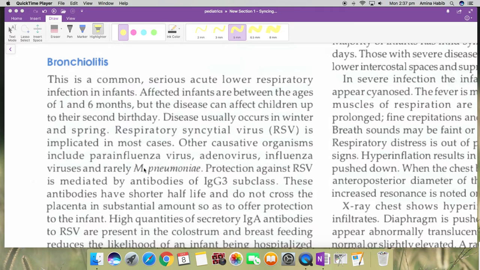Protection against RSV is mediated by IgG3 subclass antibodies, and these antibodies have a short half-life and do not cross the placenta. Secretory IgA antibodies to RSV are also present in the colostrum, so breastfeeding reduces the risk of an infant being hospitalized with bronchiolitis. So what are the protective factors? Breastfeeding, because we get the secretory IgA antibodies, and the specific antibody to provide protection is the IgG3 subclass.